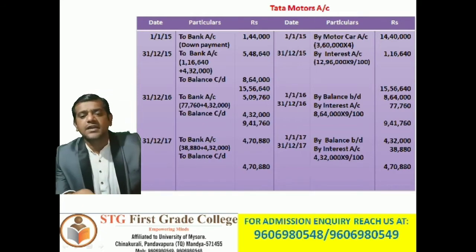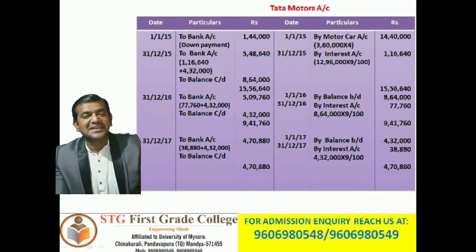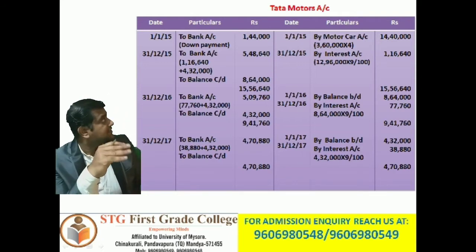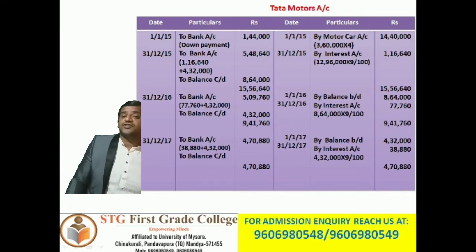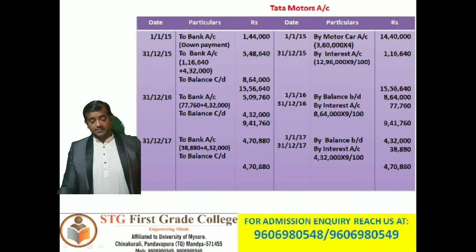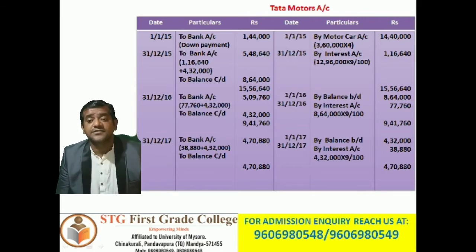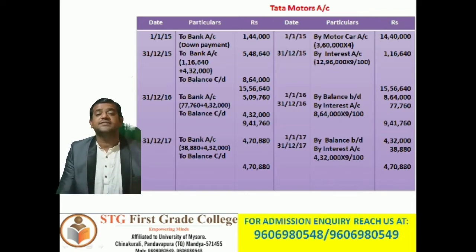So in the third year, we have to go with the opening balance, so that should be in the credit side again. So let us move towards the credit side, so which we are supposed to do a calculation. Clear? So on the credit side, opening date, that is 1/1/2016, by balance brought down. So how much the balance carried down? Last year closing balance is always opening balance of this year. So what was the last year closing balance? So that is 8,64,000 rupees, correct? So now balance brought down 8,64,000 rupees.